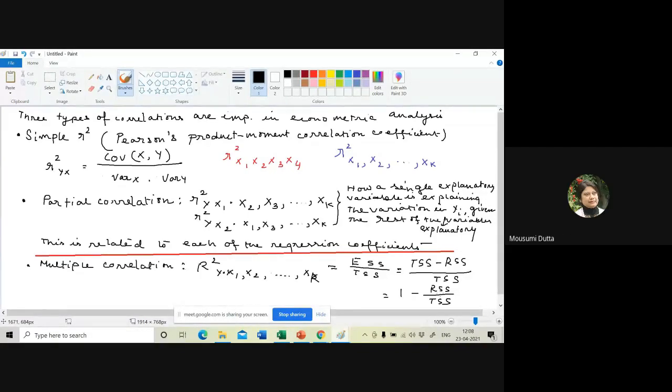In case of partial correlation, you are considering y and one of the explanatory variables. If you look at the definition, here y and x1 you are considering given the rest. And here you are considering y only, given all the variables. How all the variables together can explain yi.